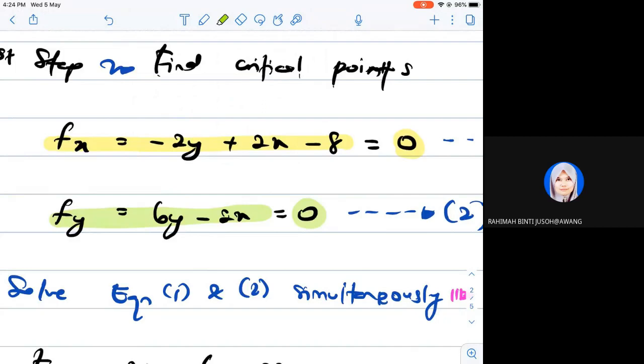Kalau both equations dapat kosong, yes, maksudnya betul, itu adalah critical point. Dia syarat dia mesti both 0. Dia tak boleh salah satu je 0. Understand? Yes. Okay, good.